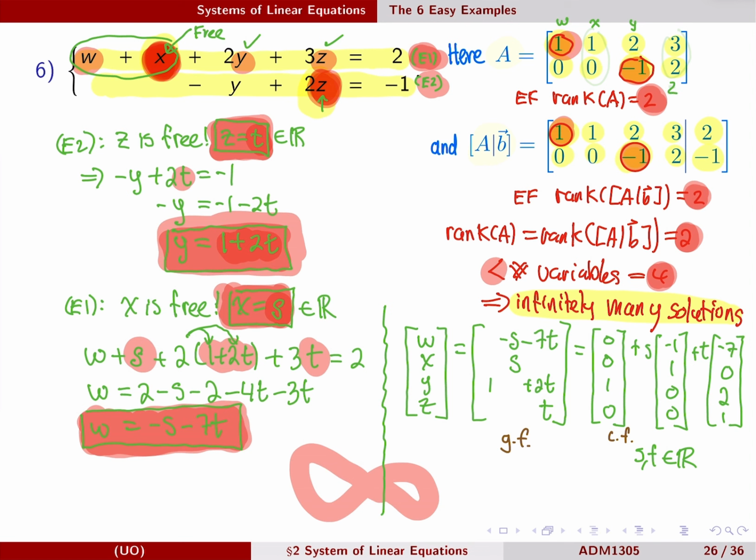I have to write it down because my menu is in the way here. And you see that there are two columns without pivot, that are pivot free. So the column for x is pivot free, and also the column for z. And those columns that are pivot free, if you are using the Gauss-Jordan algorithm, are the ones that you have to select to be the free ones.